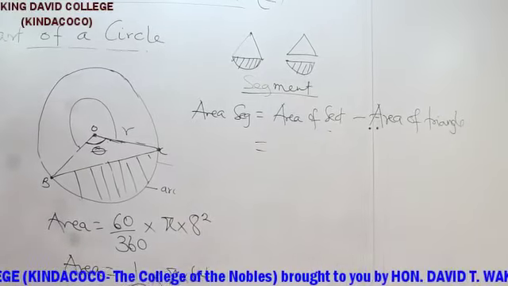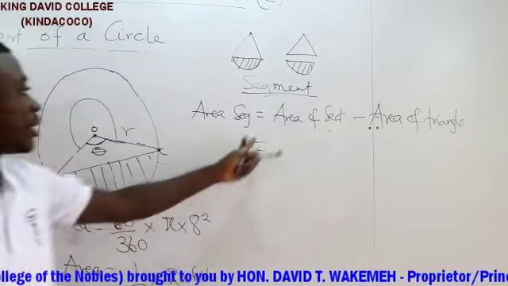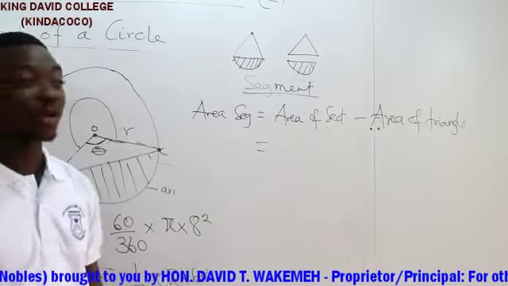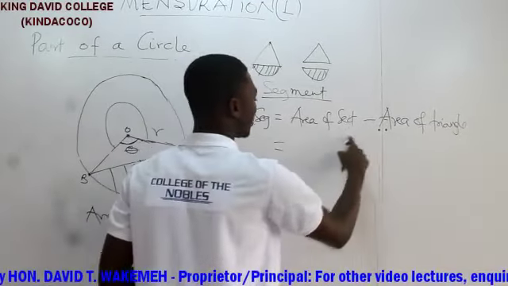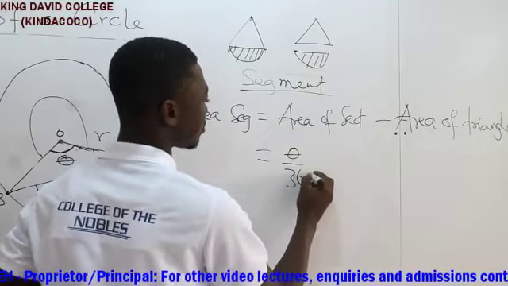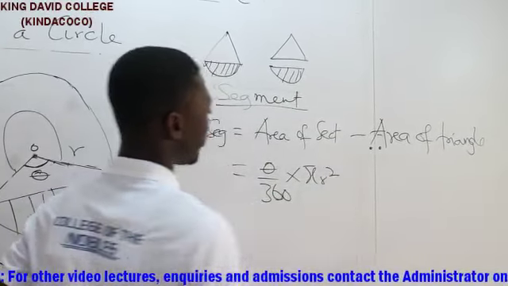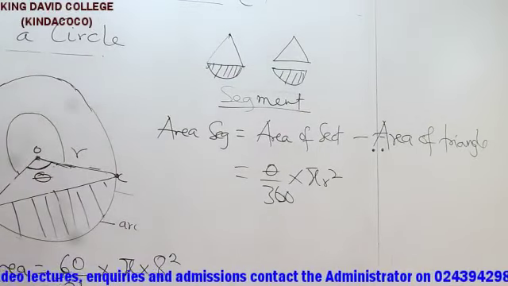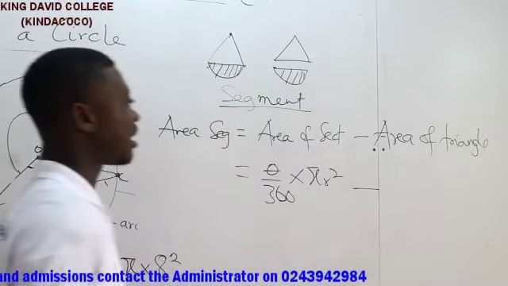Okay, very well. So if we do this, then that's it. We know that if this is a minor segment, then the area of the sector that we'll be using here will be theta over 360 times what? Pi r squared. Okay, so that is established. Then minus the area of the triangle.